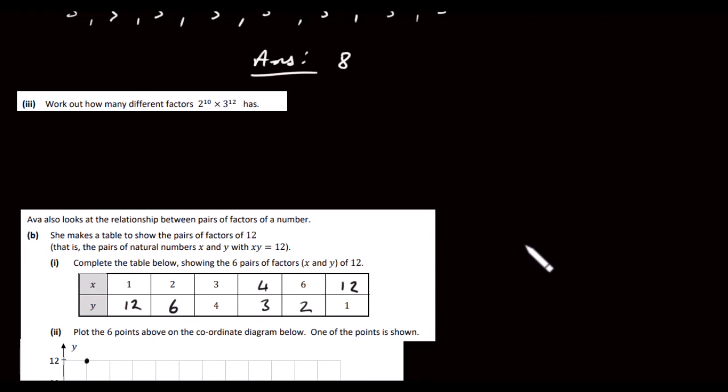Work out how many different factors 2 to the power of 10 times 3 to the power of 12 has. Well, 2 to the power of 10 has 11 factors. 3 to the power of 12 has 13 factors. And basically this is a question, I suppose, based on the fundamental principle of counting. So we've got to multiply these two. And our answer there is 143. And that's basically it.